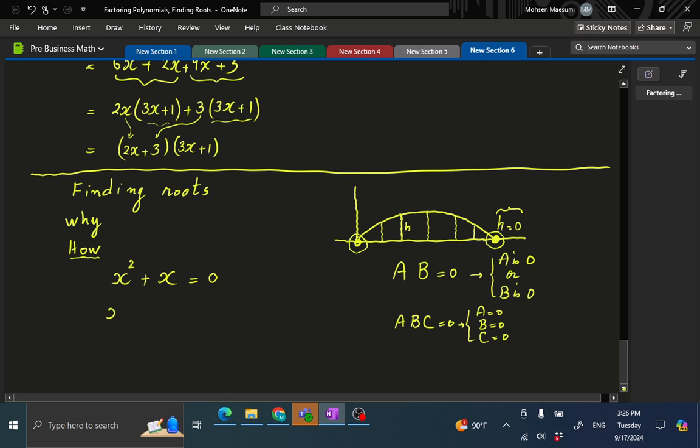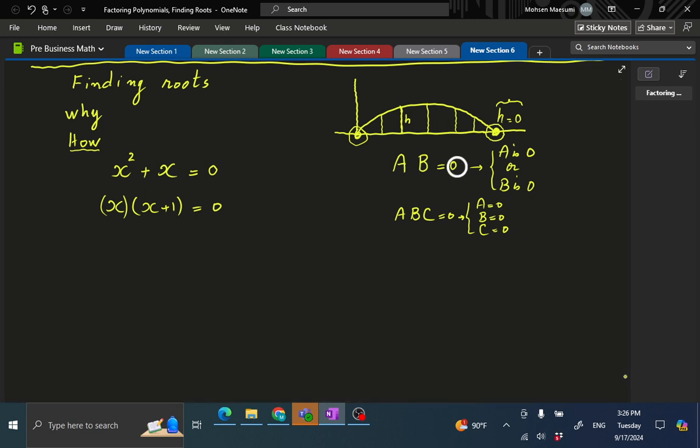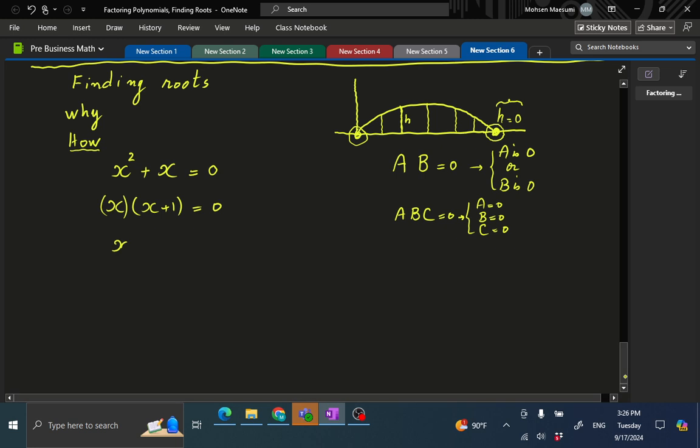So here the factorization, we learned that I can factor simply an x out of here. It becomes x times x plus 1, still equal to 0. So what does our great idea say here? If the product of two things is 0, at least one of them has got to be 0. So either the first one is 0, or the second one is 0. Here is the second one.